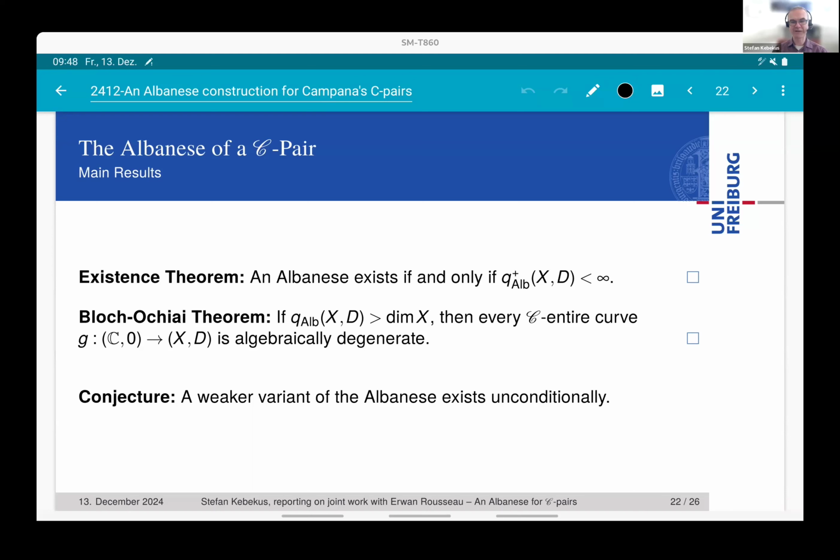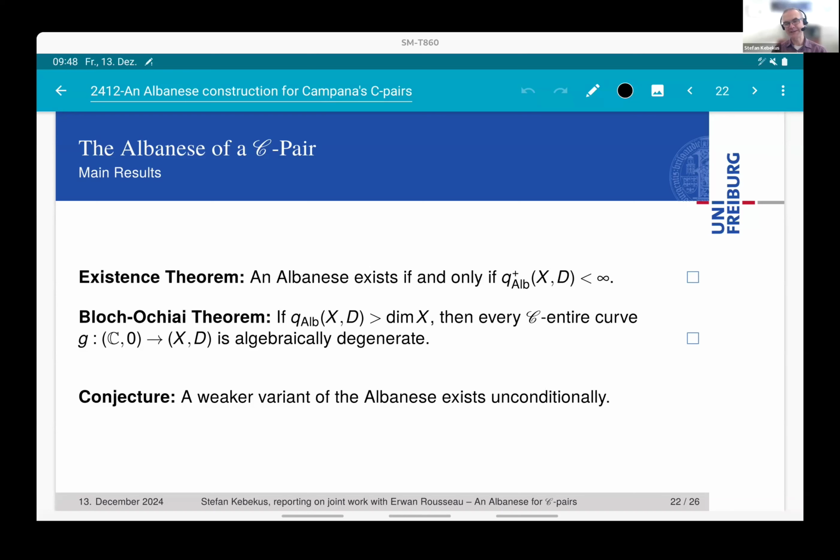Maybe as a last thing, I should point out or summarize, we have a very natural notion for an Albanese of a C pair. We can emulate some classic results about the Albanese. There's, of course, so much more that you want to know. But we know only in part what our Albanese means.